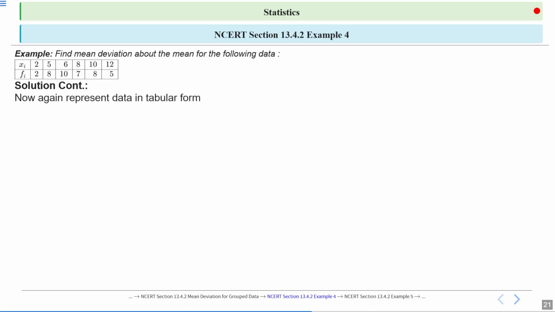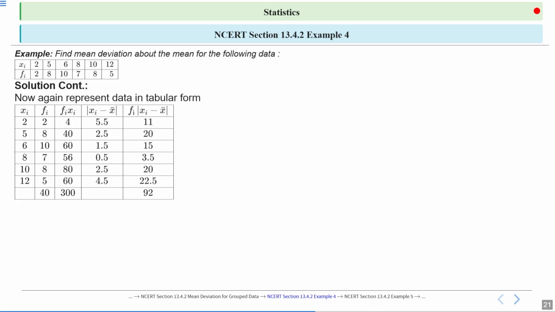Now, again, represent the data in tabular form. Here, in this table, in the first column, we have xi. In the second column, we have fi. In the third column, we have fi xi. In the fourth column, we have modulus of xi minus x bar. And in the fifth column, we have fi multiplied with modulus of xi minus x bar.